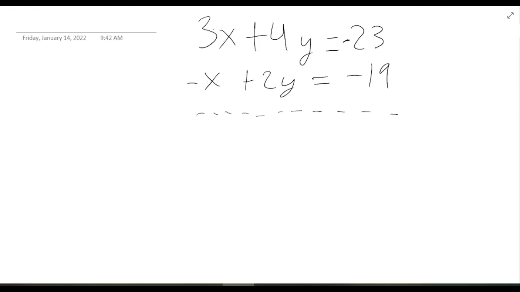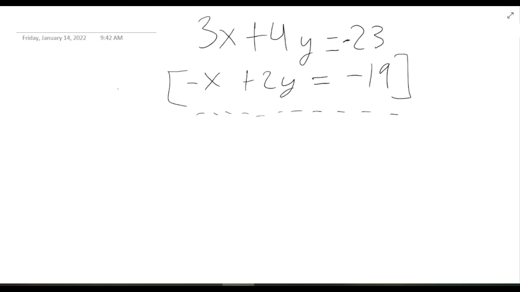Or do we want to multiply this 2y by negative 2 so that it eliminates with this 4y? So which would we pick? Well, you can go with either one. However, looking at the answer, negative 19, I would much rather prefer multiplying negative 19 by negative 2 than by 3. So that's what we're going to do. So we're going to multiply this whole equation by negative 2.